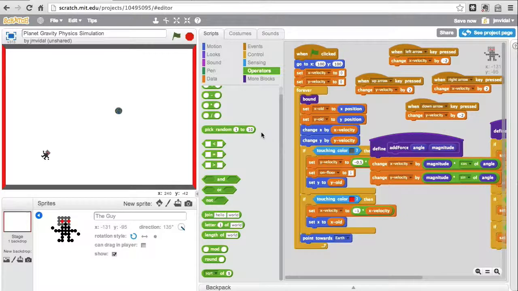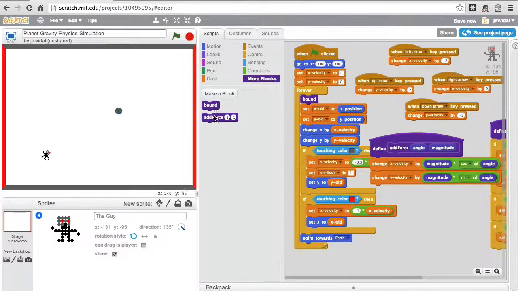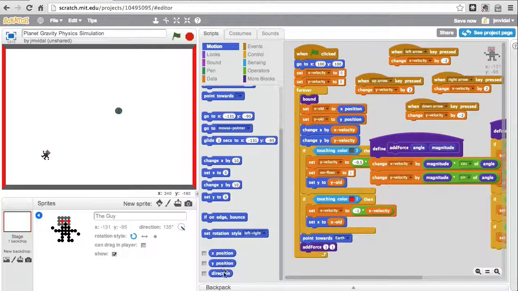Okay, there you go. And so I point towards the earth, then I'm going to add a force. The angle is just the direction. Because I made him point towards the earth, now the angle is the direction, and the magnitude is whatever force I want. Let's just start with 1. Let's see if that's strong enough.